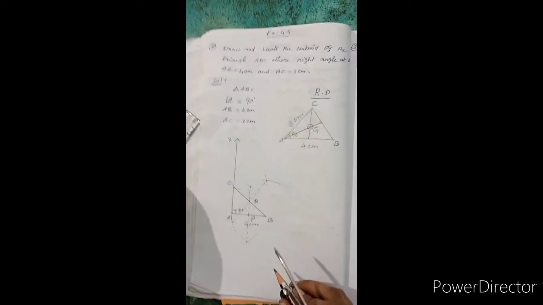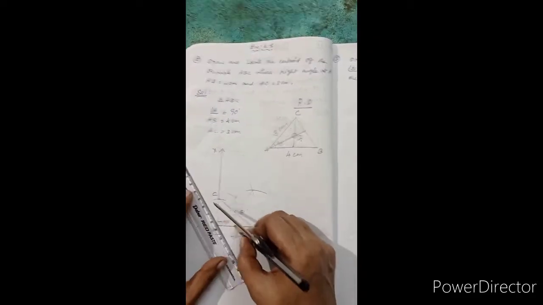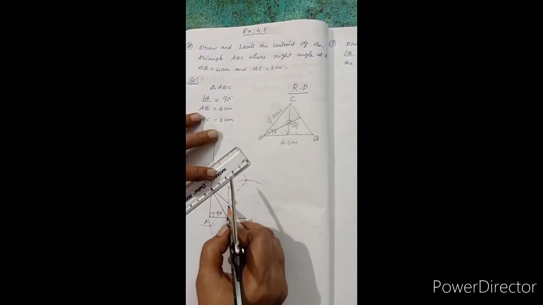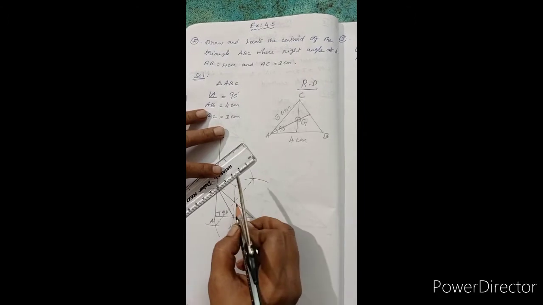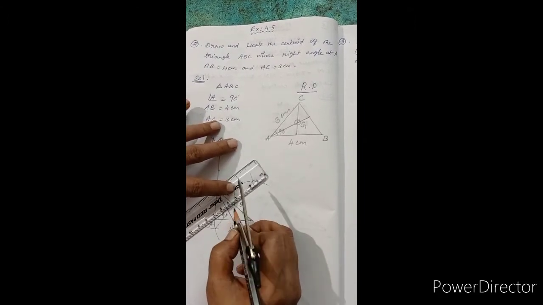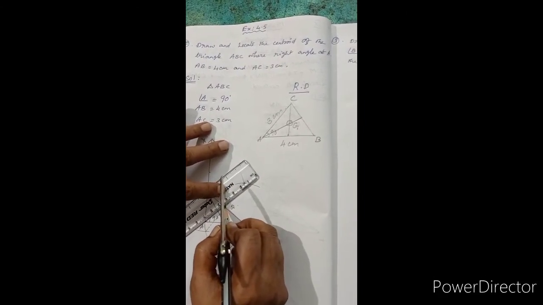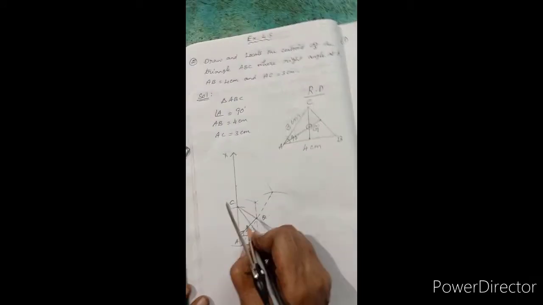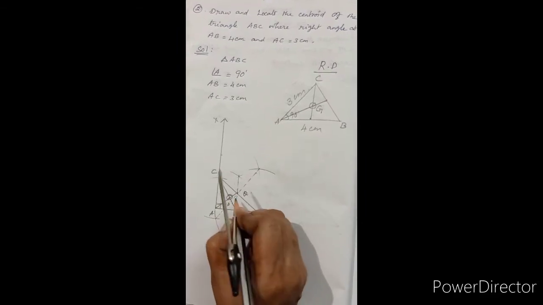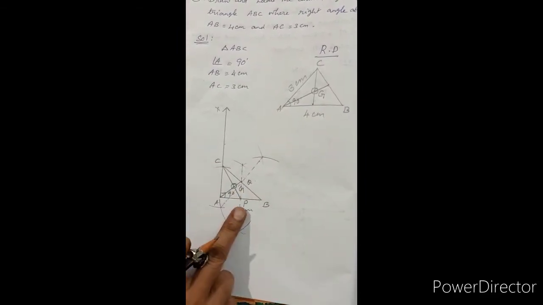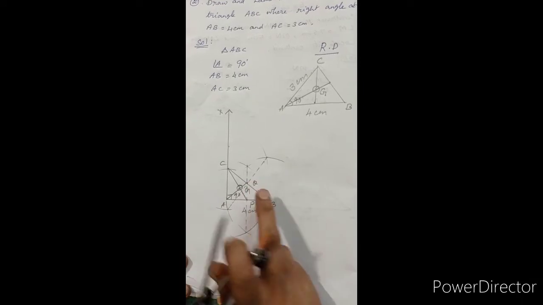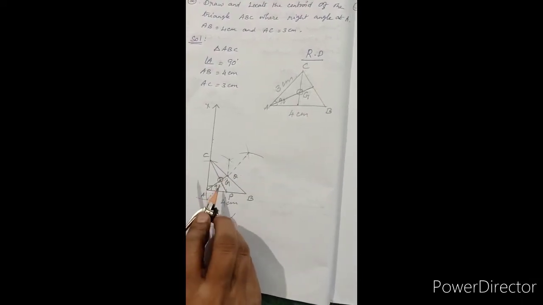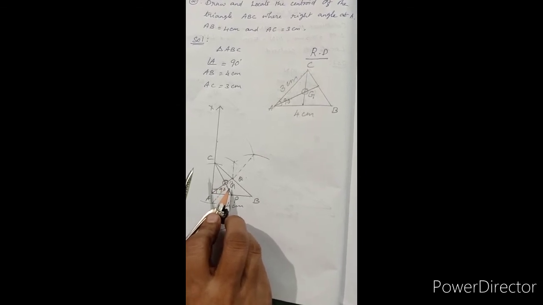Now join this P, this midpoint, with vertex C by straight line. Now join this midpoint with vertex A. This intersecting point is centroid. CP is median. AQ is another median. That intersecting point is centroid. That is denoted by letter G.